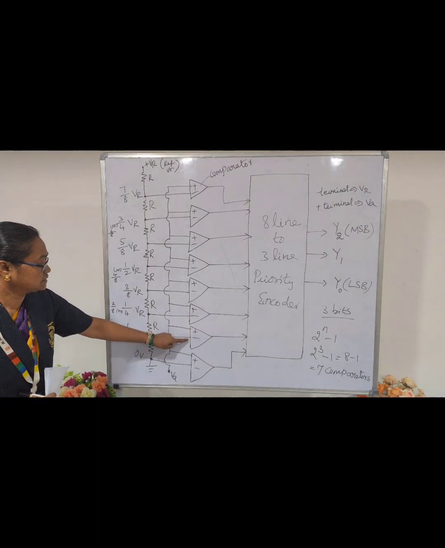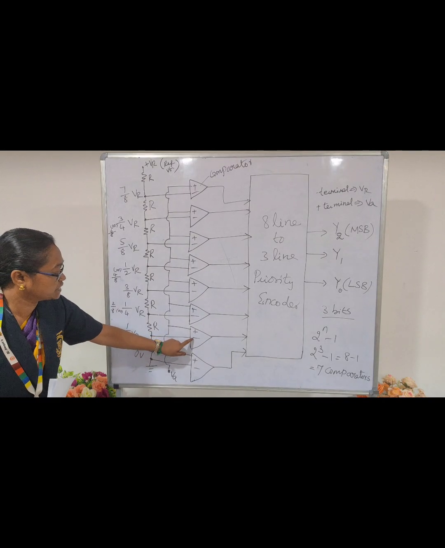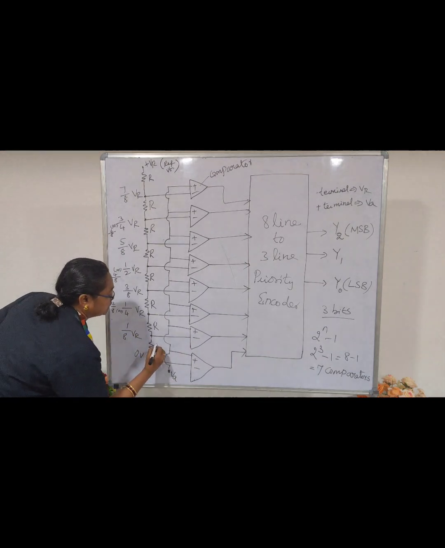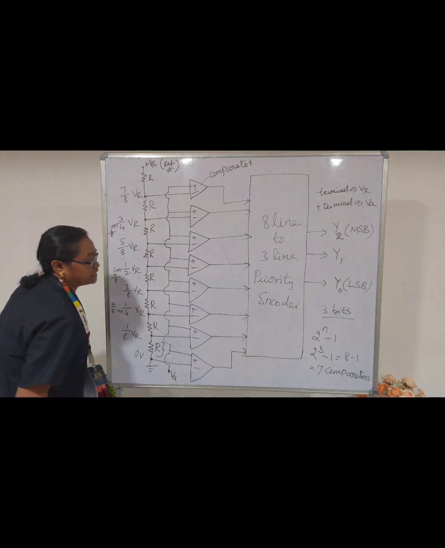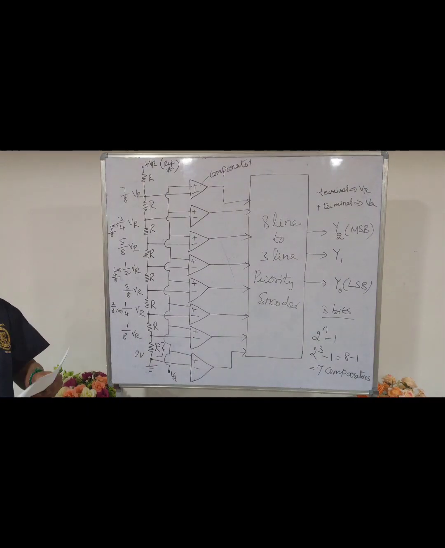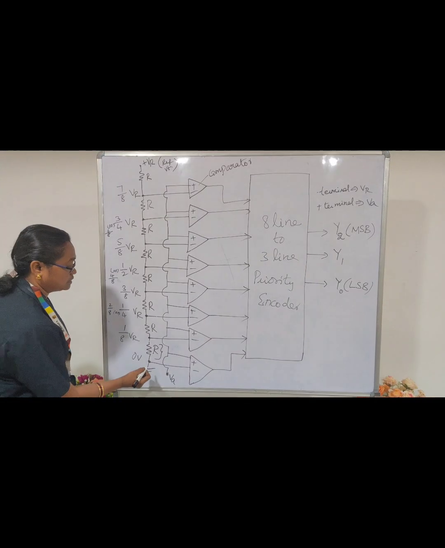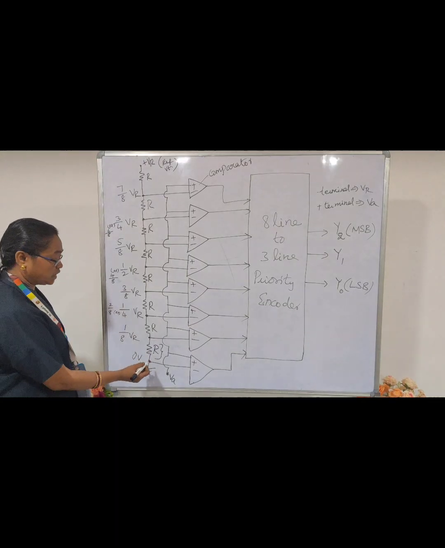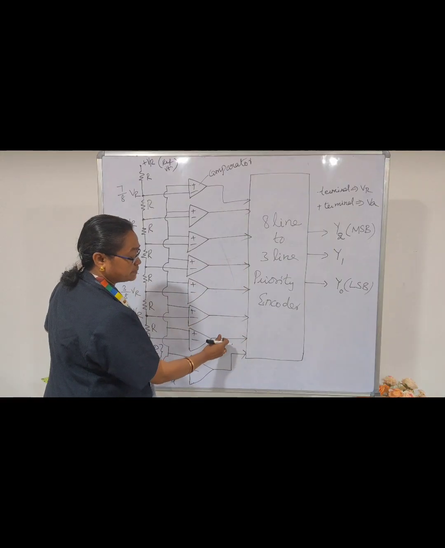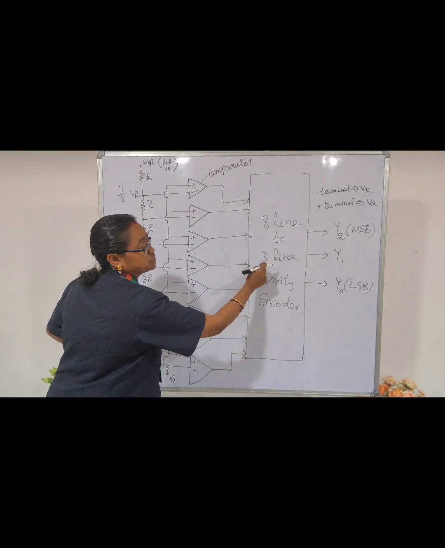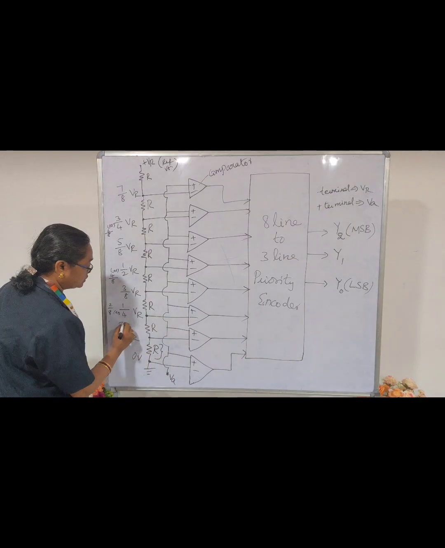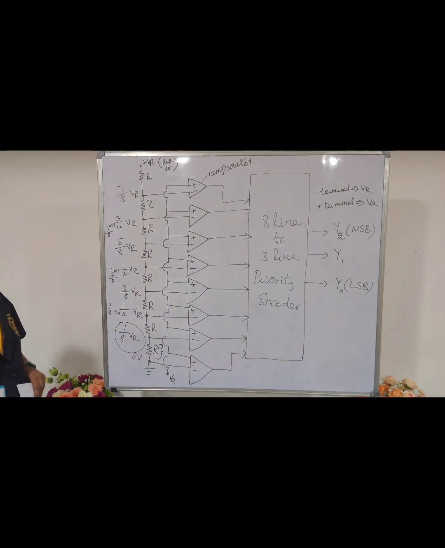Here the negative terminal input voltage of this comparator is 1 by 8 VR. How did we get this? Across this we have to take. Now we have to apply 0 volt for this because we need only 7 comparators. We are using an 8 line to 3 line priority encoder. That's why we are applying 0 volt here. How did you get this 1 by 8 VR? Any idea?